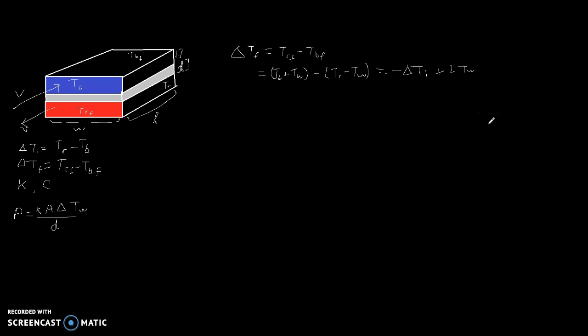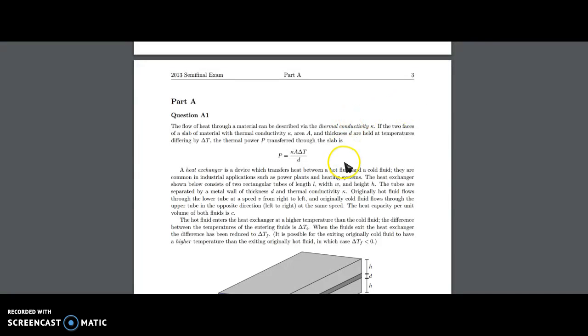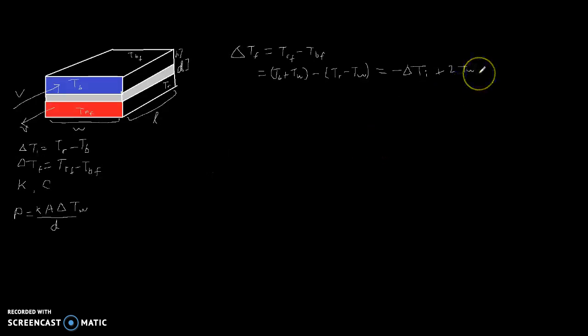And now you get stuck at this point, and you say, well, we're not given TW. If you read the problem, we are not given what TW is. But look over here, the power equation. We are indeed given a way of solving for TW. So let's write that out. Power P equals K, which is given, times the area, which is the area of one of the faces, length times width.